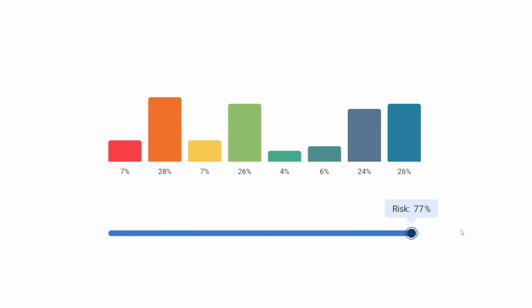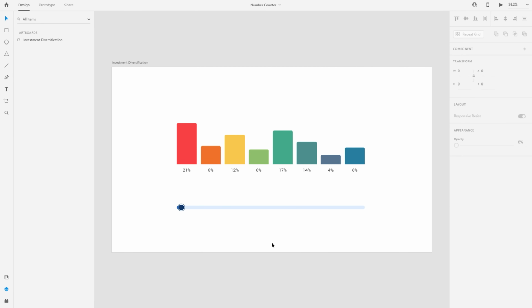So let's get started. We are in Adobe Xd, and continuing from the previous video where we designed and animated the bar graph values depending on the risk level for investing, we are going to add the tooltip for the slider to show the current value, or in this case, the risk tolerance for your investments.